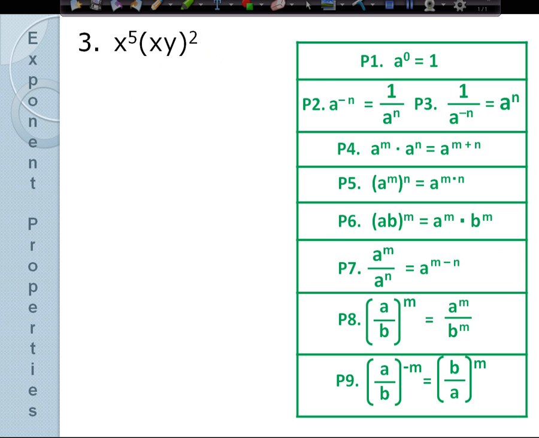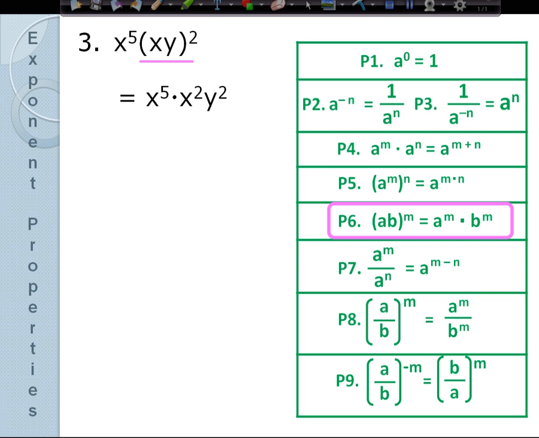Alright, number 3 says x to the 5th, parentheses, xy, in parentheses, to the second power. So the first property that we're going to use here is we're going to look at those parentheses and use property number 6 that says everything inside that parentheses gets taken to that power. So both the x and the y are going to get taken to the second power. So we have x to the 5th times x to the second, y to the second.